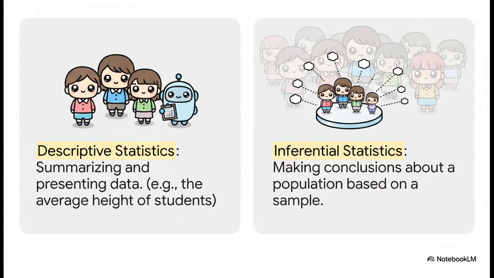Now, this whole field really splits into 2 big branches. On one side, you have descriptive statistics. This is all about summarizing the data you've got right in front of you, like, say, finding the average height of students in one specific classroom. And that's going to be our focus today. The other branch, inferential statistics, is when you take that classroom data and try to make an educated guess about the height of all students, everywhere.